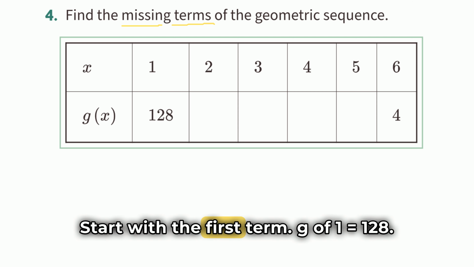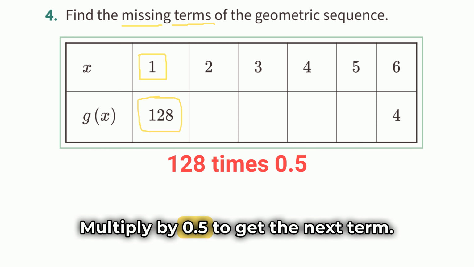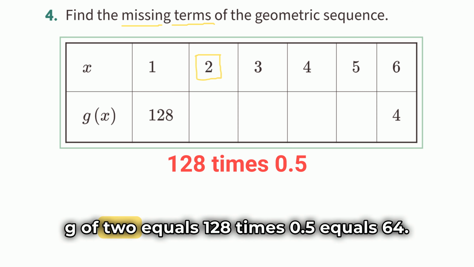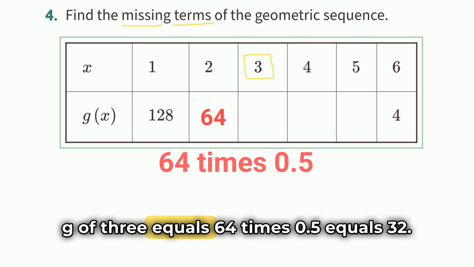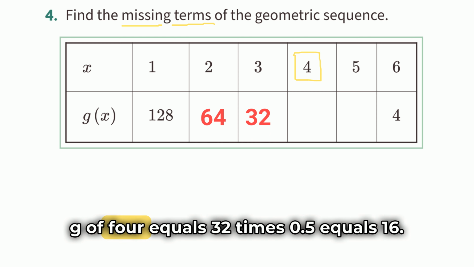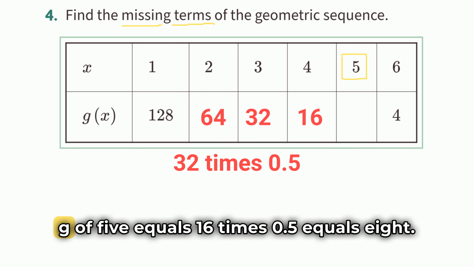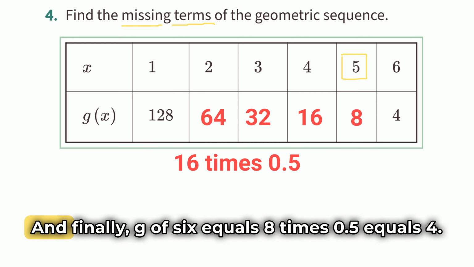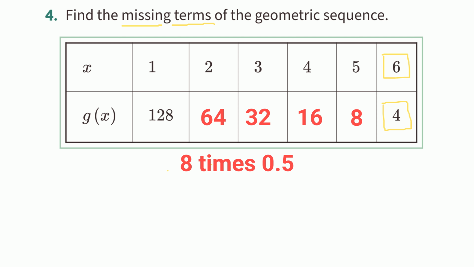Start with the first term. g of 1 equals 128. Multiply by 0.5 to get the next term. g of 2 equals 128 times 0.5 equals 64. g of 3 equals 64 times 0.5 equals 32. g of 4 equals 32 times 0.5 equals 16. g of 5 equals 16 times 0.5 equals 8. And finally, g of 6 equals 8 times 0.5 equals 4.